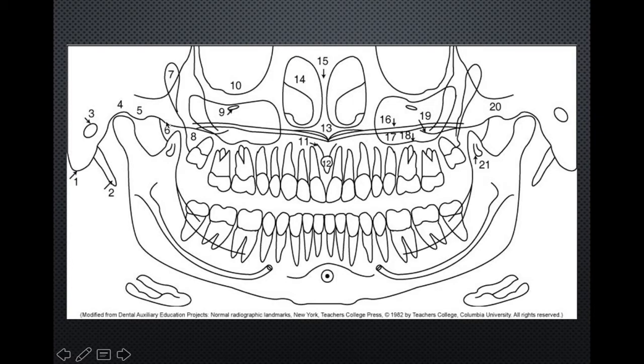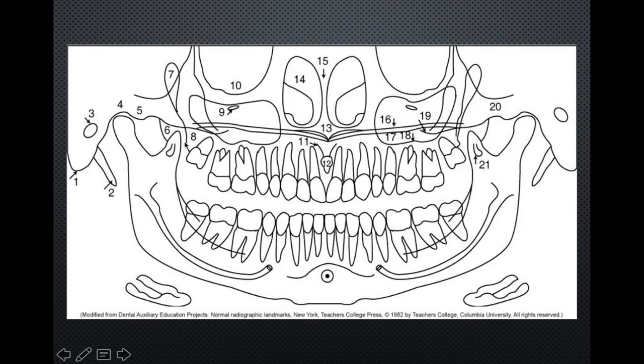Number 6 here, we have the lateral pterygoid plate. This is part of the sphenoid. And above it, we have the pterygomaxillary fissure, number 7. Number 8, and now the rest of the terms we should be pretty familiar with. Number 8 is our maxillary tuberosity, located just distal to the terminal molar.